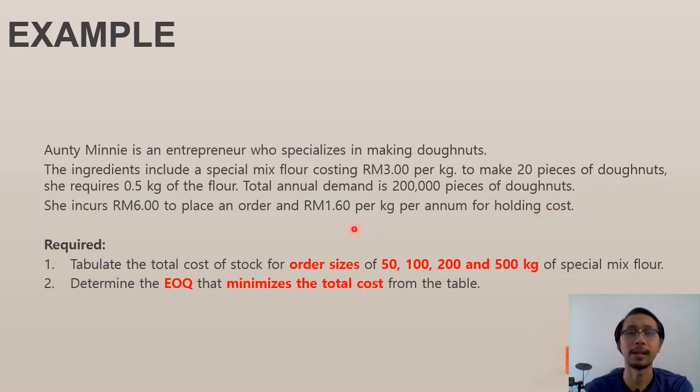So now, let's highlight your main point here. So first, you have the demand of your product. So we need to calculate the demand of the material. So the demand of the donut is 200,000 pieces. So this is for your donut.